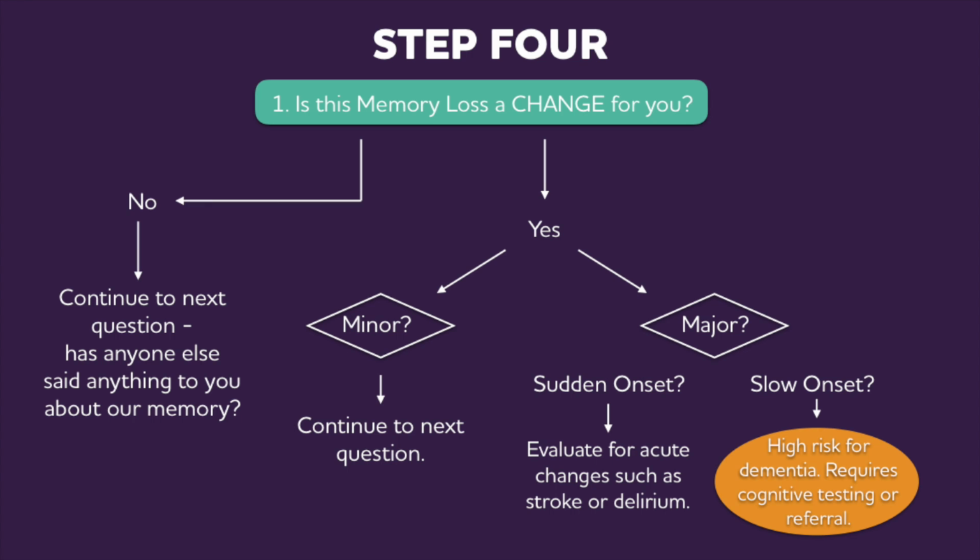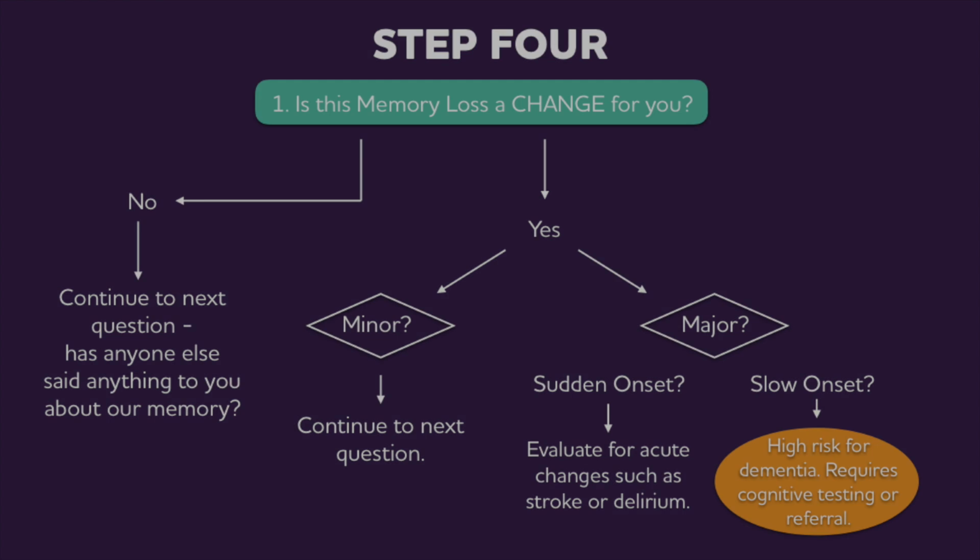Step 4. We need to ask the patient, is this memory loss a change for you? If the answer is yes, the next question for the patient, is it a minor or major change? Has this change come on slowly or suddenly? If the patient says that it's a major change that has come on quickly, you're going to need to do an evaluation for acute changes such as stroke or delirium. If the patient says that the major change has come on slowly, this brings us to a higher risk for dementia and will require cognitive testing or a referral.